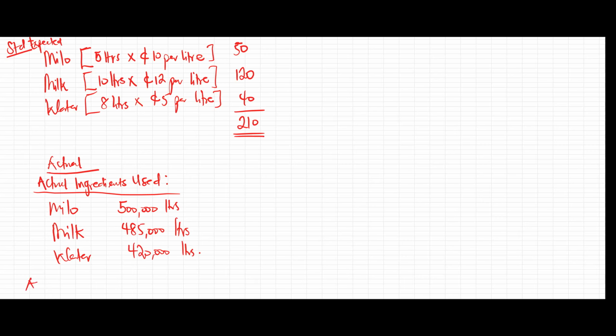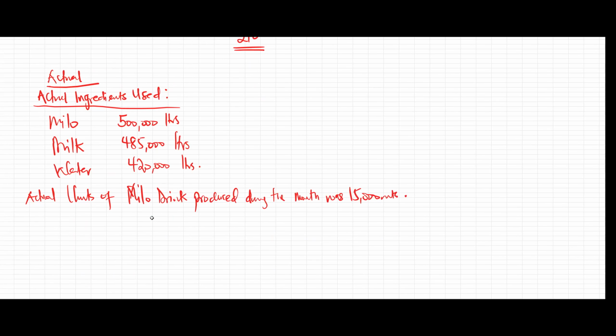Then they said the actual units of milk drink or Milo drink produced during the month was 15,000 units. So what are they asking for?